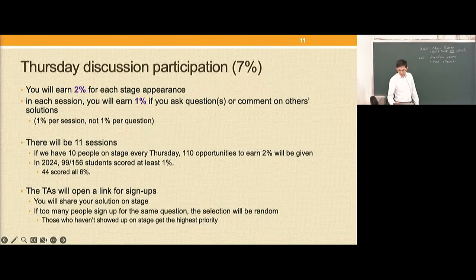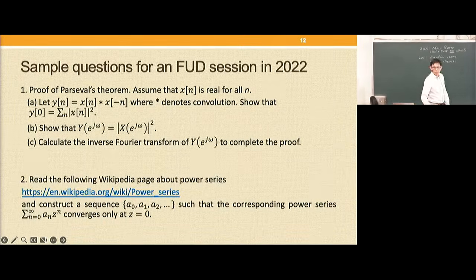About the discussion session, the next thing I want to show you is a sample question from previous years. For example, 4 years ago when I taught the graduate level DSP, this is one of the FUD questions. It reads that I want you to show a proof of a mathematical theorem. Because this derivation might be long, I move it to follow-up discussion, and I give step-by-step guidance to prove this theorem: part A, part B, part C. If you complete all 3 parts, you complete the proof. So that's one example of a FUD question.